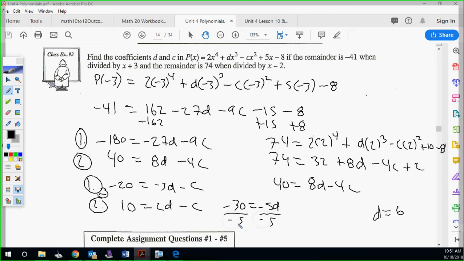Okay, last piece here. So if d is 6, let's put it right here. 2 times 6 is 12. So I'm just going to do that little work right here. 10 equals 12 minus c. Okay, so then what's c have to be? We can kind of just answer that. 12 minus what is 10? 2. So, yep, c is 2. You can do the algebra if you want, but 2 and 6. And those are the correct answers.